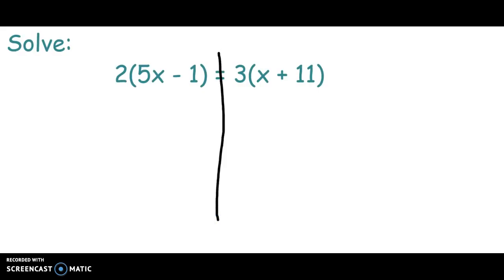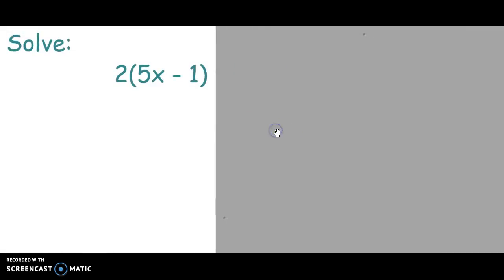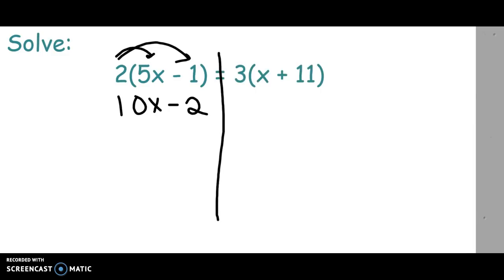Now, first thing we want to do is see if we can simplify the left and the right side by itself. So just looking at the left side, is there something we can do to simplify? Well, we can use the distributive property to eliminate the parentheses. So 2 times 5x will give you 10x, and 2 times negative 1 gives you negative 2. Remember, this is 5x minus 1, 2 times. Now we can look at the right side. Can we simplify that? Well, we can use the distributive property: 3 times x is 3x, plus 3 times 11 is 33.